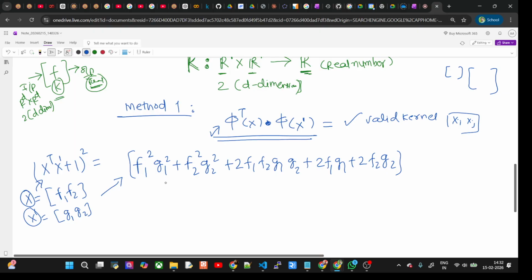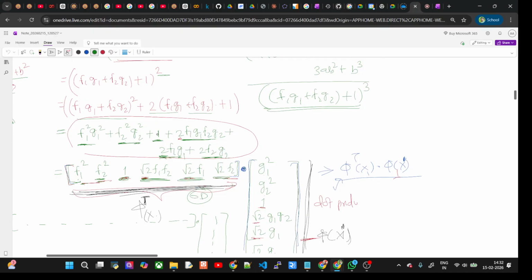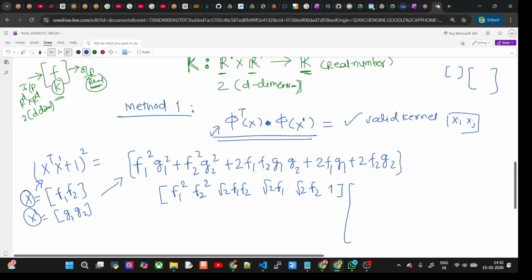this is the equation. Then we separate out this f1 square, then f2 square, root 2 f1 f2, then root 2 f1, then root 2 f2, and then 1, because this is the constant. Did I miss the constant here? Yeah, this constant I have, I need to write plus 1 also. This is the bracket, not the square bracket. So I am now separating out this.